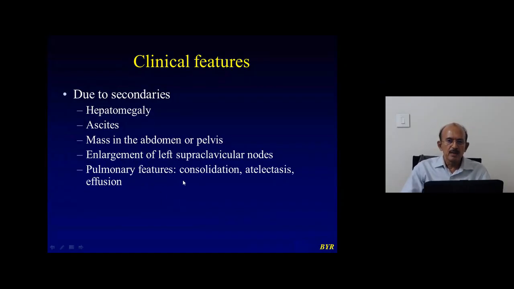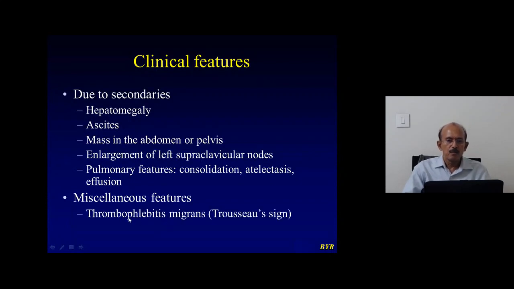Pulmonary features due to consolidation, atelectasis, or effusion. That means whenever pulmonary secondaries are there, these manifestations can be present. Then miscellaneous features. Sometimes the patient may get thrombophlebitis in multiple places. This is called thrombophlebitis migrans or polythrombophlebitis. This can occur in carcinoma of the pancreas, carcinoma of the colon, and carcinoma of the stomach. This is called Trousseau sign.